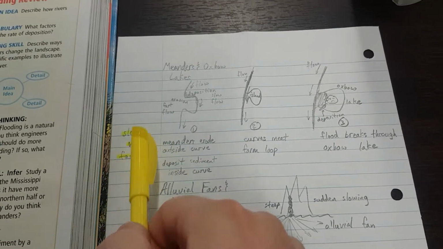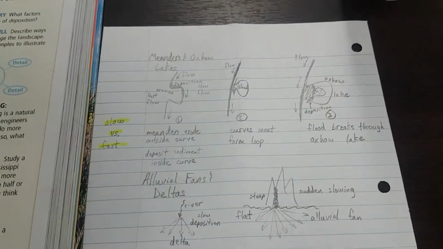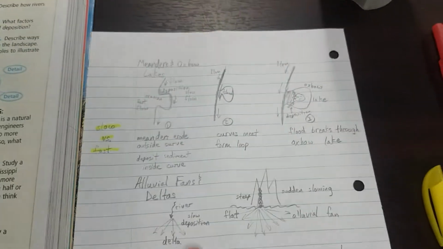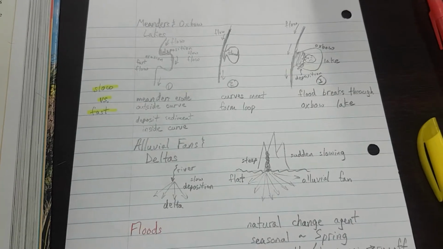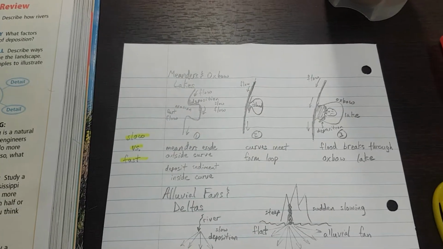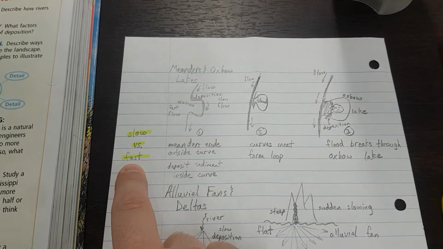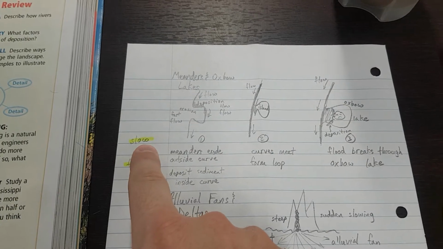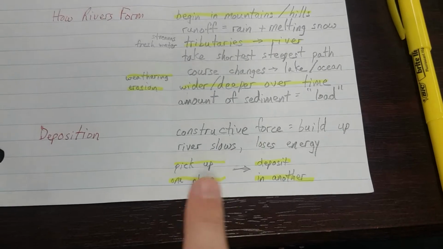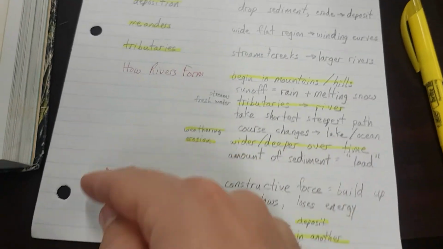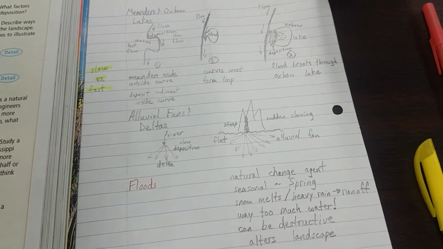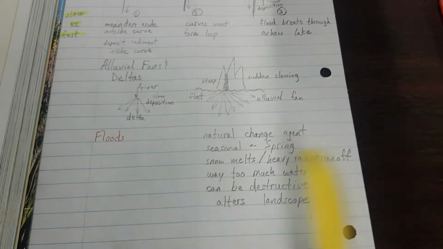So for this section, we're going to highlight slow versus fast. And we're going to say something like, deposition occurs depending on how slow or how fast the water is moving. And then we can say when the water is moving fast, it is eroding and picking up sediment. But when it slows down, it deposits that sediment somewhere else. That supports what we just highlighted, pick up in one place, deposit in another. So it keeps this idea of deposition and expands on it a little bit more about how that happens.